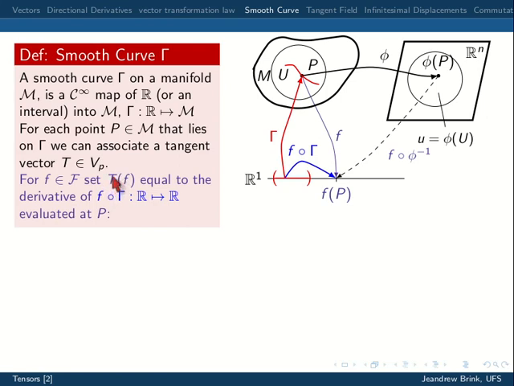vector, the specific vector that points in the tangent direction, is equal to the derivative of this combination. So effectively, by doing this, we've given a function from the real line to the real line, and we then use the derivative of that function to give you the value of the vector field applied to f in general. Clever, yeah?